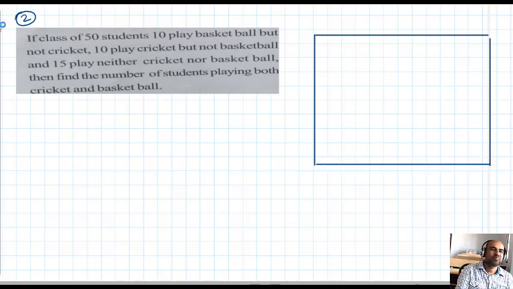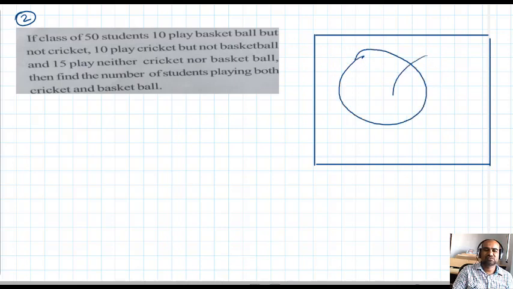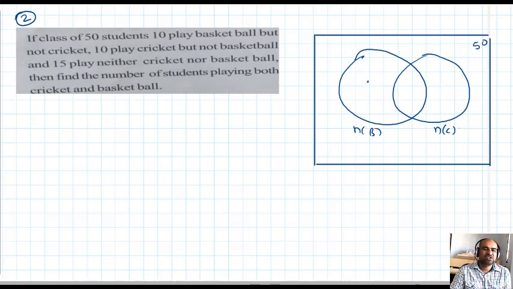Okay. Here two categories are there. One is basketball, another one is cricket. Total 50. You should write 50. And now basketball, the number of students who can play basketball. Now see here, clearly this area, these students play only basketball. These students play only cricket. These students play both. These students play none.